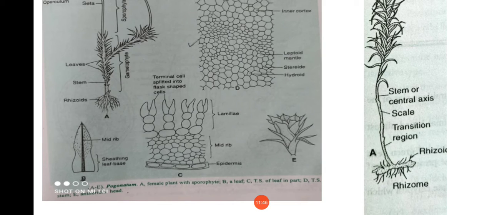The upper part is called the lamina, and here the terminal cell is split. In some species it is split into flask shaped cells, and its function is gaseous exchange and photosynthesis. The wings are made up of only one layered thick hyaline cells. So this is about the internal morphology of stem and leaf.